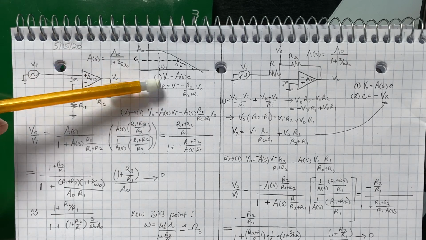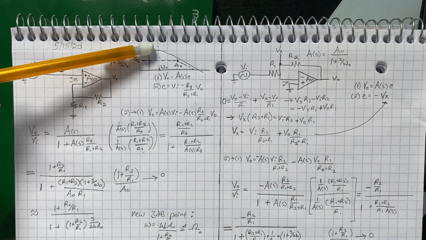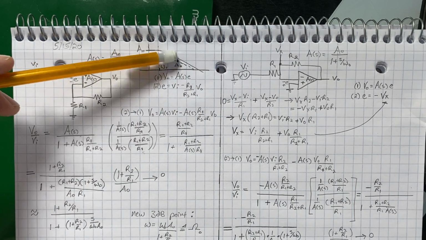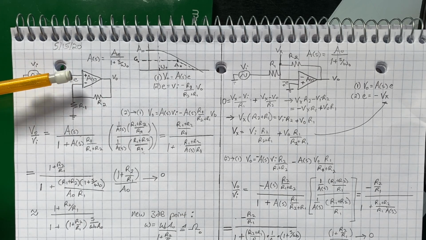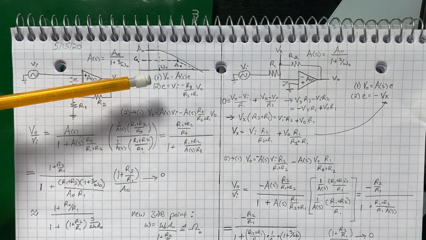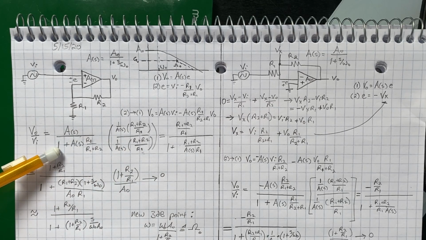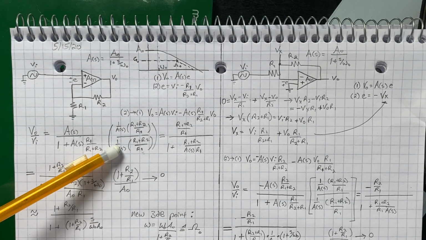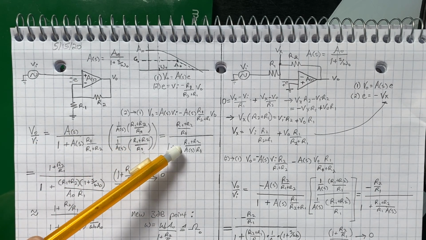Two equations: V out equals A of S, which is the open loop transfer function we're used to, times E, which is the difference between the non-inverting and inverting terminals. Substitute the nodal equations into one another, and we get this. And if we multiply by 1 to rearrange the terms, we end up with this.